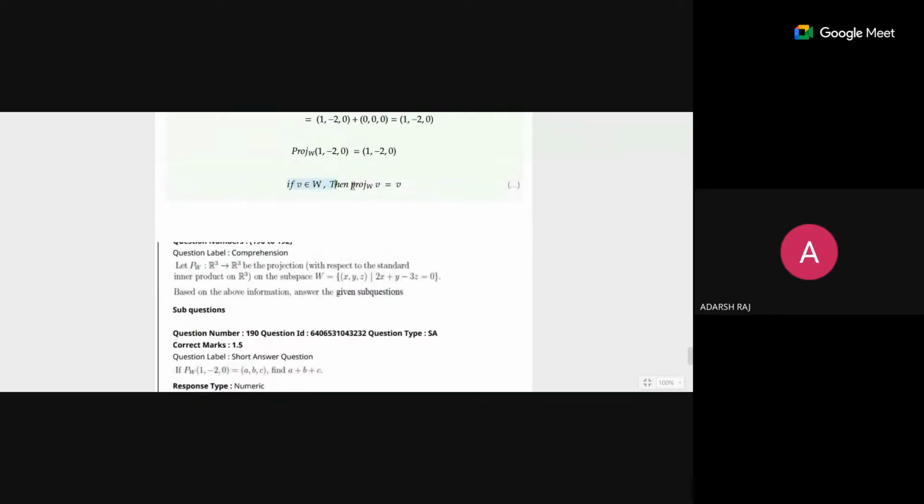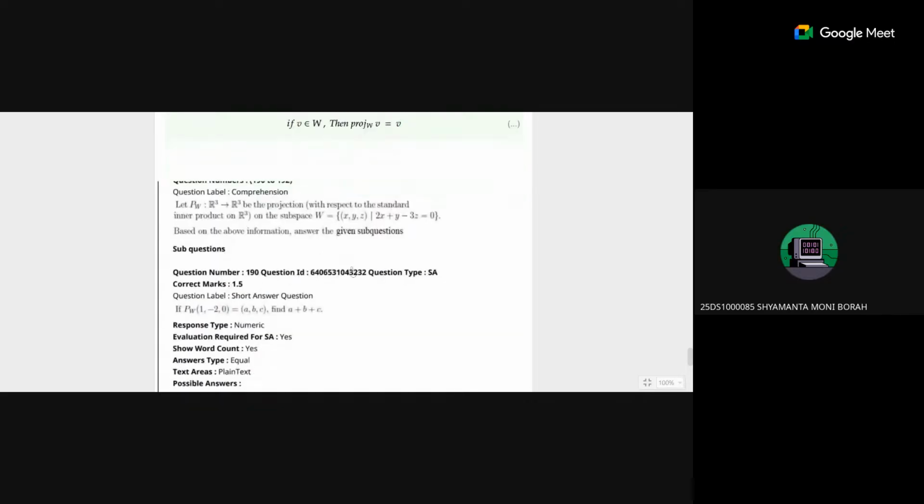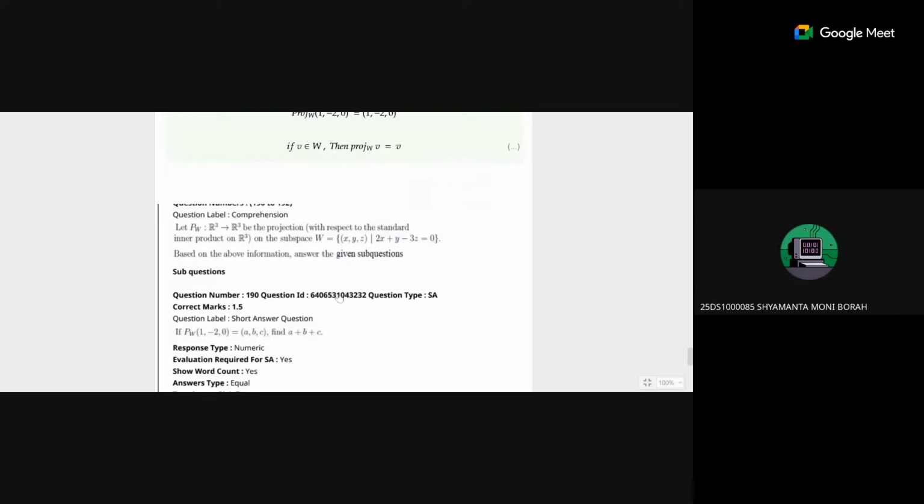If V already lies on W, then the projection of V onto W will be V again. So in this case, we will simply put this vector 1, minus 2, 0 into the equation of the plane. If it satisfies, then we can simply use this property. Otherwise, we have to do the entire step.